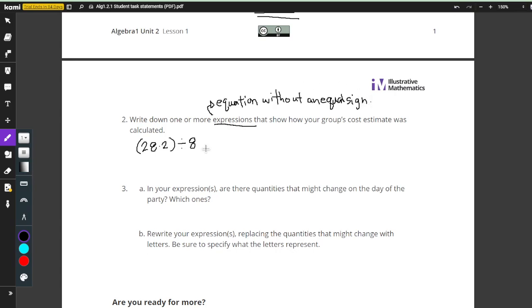Okay, so you're only having one side. So we know that we can find the number of pizzas. In this case, this is the number of pizzas, which is 28 times 2 divided by 8. We can also find the cost of the pizzas, right? The cost of the pizzas is 4 times $11 plus 3 times $13. That will give us $83.